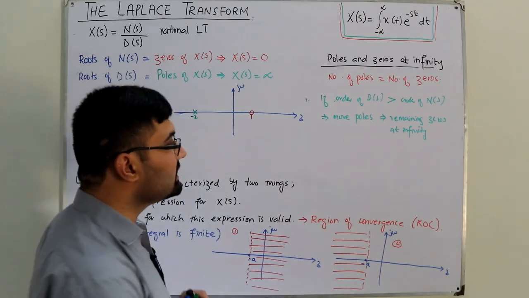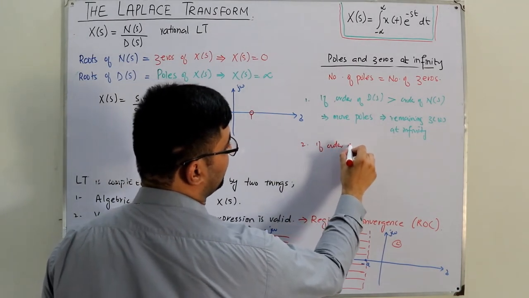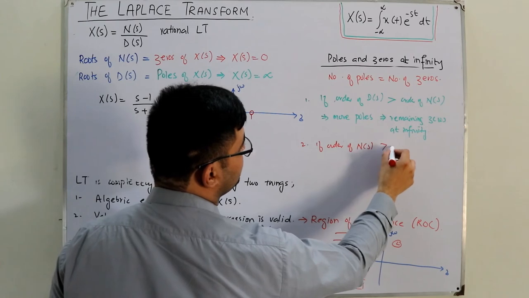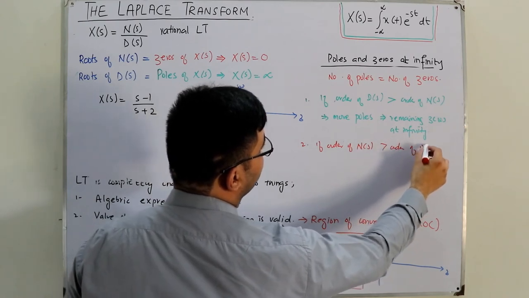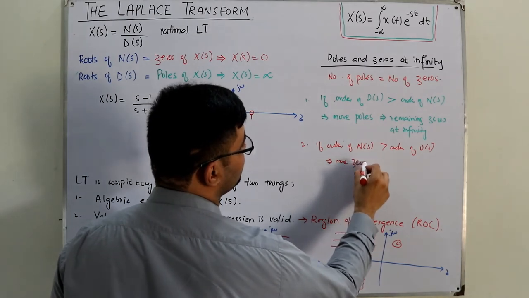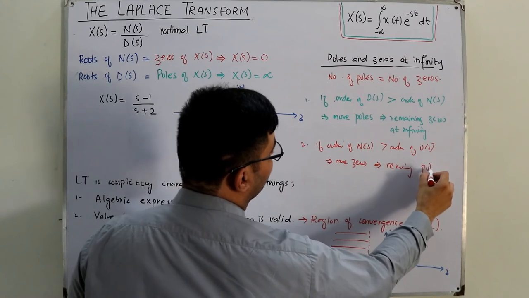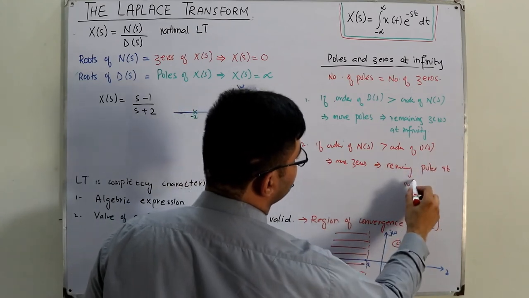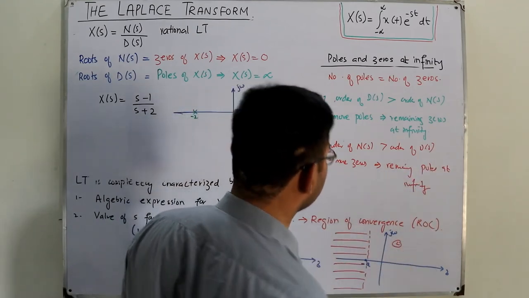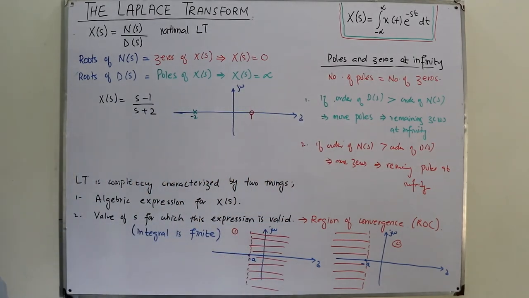Fine. Similarly, the second case: if the order of the numerator is greater than the order of the denominator, which means you have more zeros, this implies you have the remaining poles at infinity. I believe you have understood this. Is that fine till here?